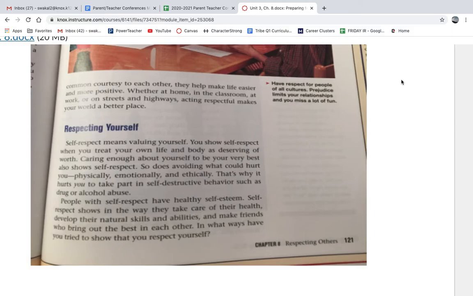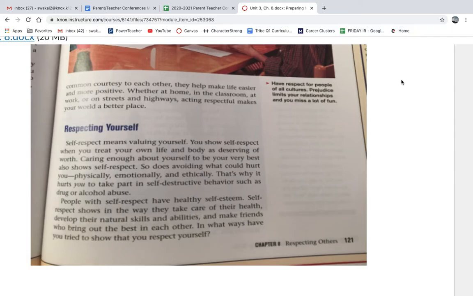So, try to make yourself your very, very best. And that shows self-respect. And maybe that's why you don't get good grades, because you're not respecting yourself. Okay, the next sentence says, so does avoiding what could hurt you physically, emotionally, and ethically. That's why it hurts you to take part in self-destructive behavior such as drug or alcohol abuse.